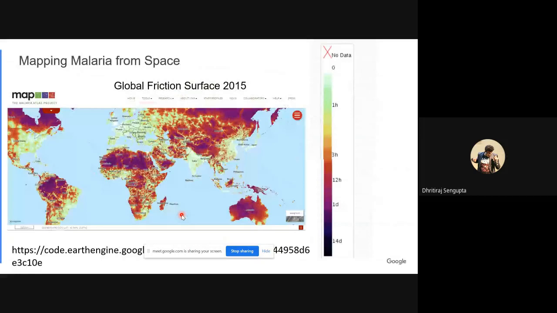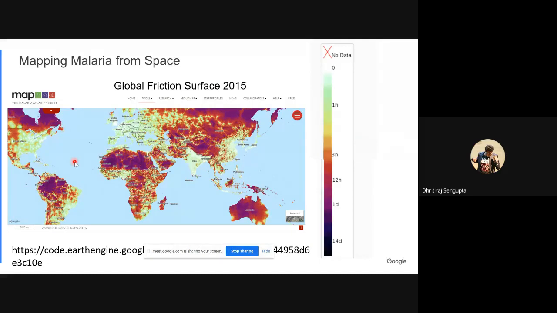Another work was done to map malaria. This was done by Oxford University. What you see on the screen here is a global friction map. What it means is how much time it takes to travel. And when we travel, we are carrying the disease as well.